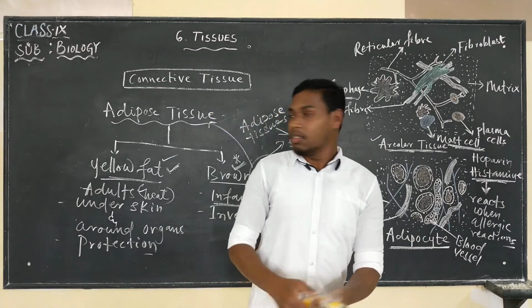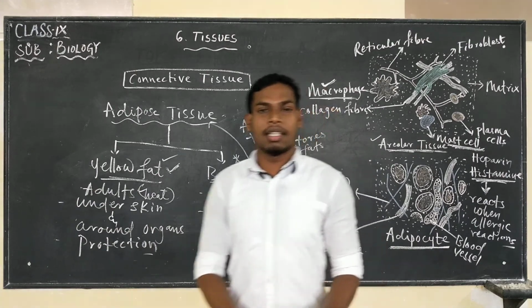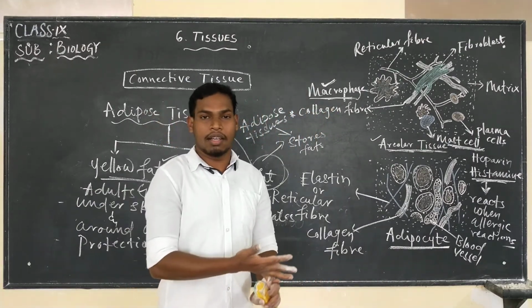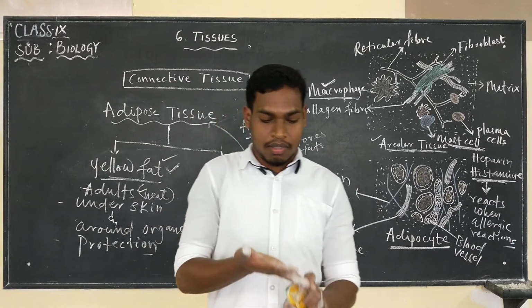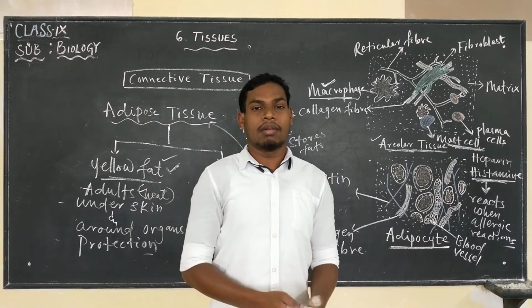So in today's video we saw these two types of connective tissue. The first is areolar connective tissue and the next is adipose tissue. In the next video we are going to see muscular tissue.